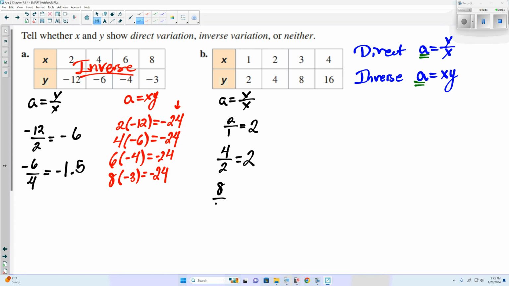Let's do the next one. What's the next one? 8 over. Oh, yeah, it's not direct. And if we went on and did the last one, 16 over 4. Because the first two are both 2, yes? Is our third one 2? Is the fourth one 2? It's very tempting to say yes, because after 2 it does work. But we do need to make sure to check.